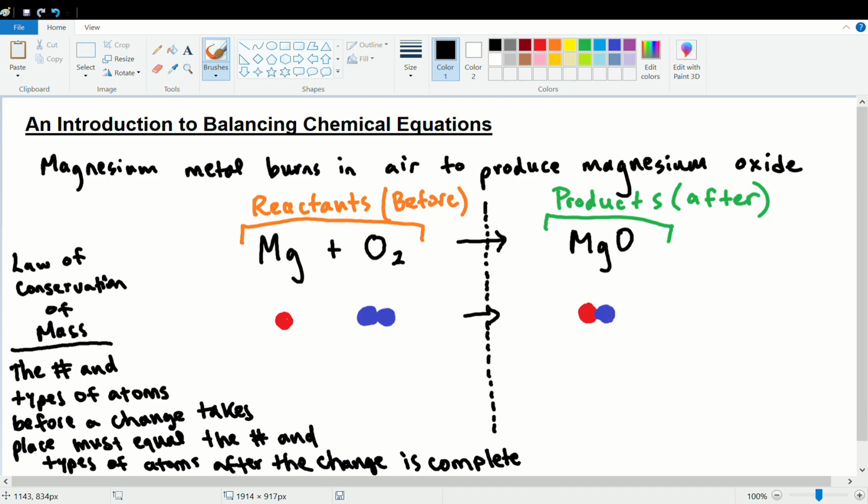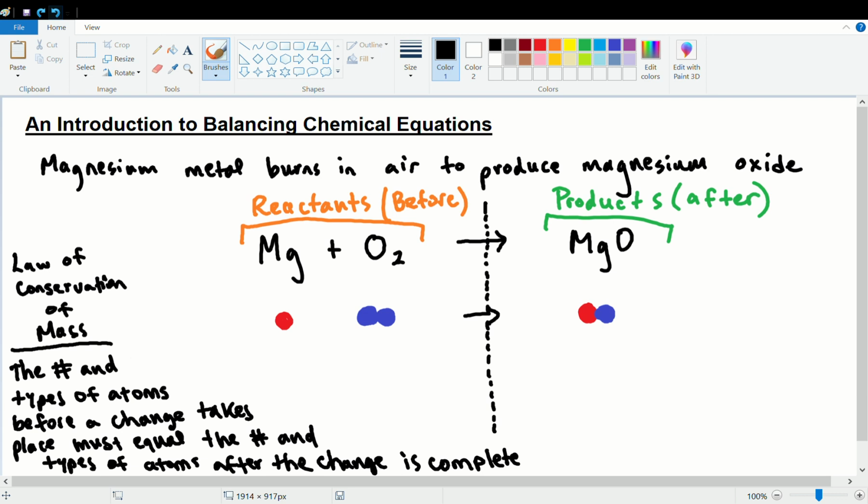So we see here there's a problem, because if we just take a look at the magnesiums, we see there's one magnesium before and there's one magnesium atom after, which obeys the law of conservation of mass. Okay? However, what we see is that there are two oxygen atoms present before, but only one oxygen atom present after. And so the question is, where did the other oxygen atom go? And so that is what I want to talk about today. How do we balance chemical equations? Because in order to obey the law of conservation of mass, we're going to have to balance this equation.